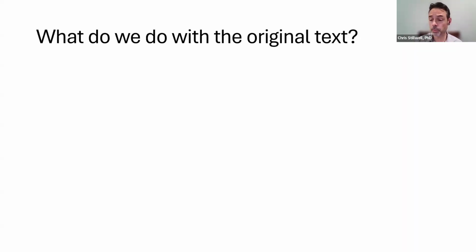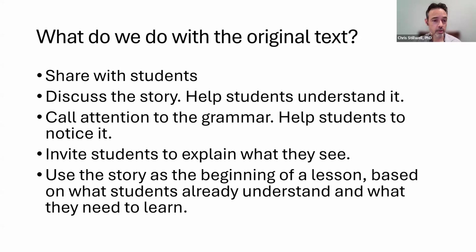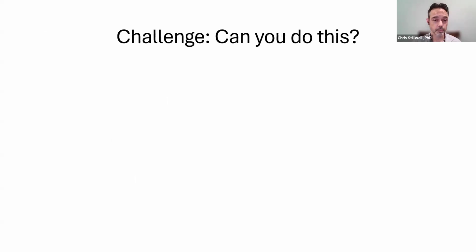And so just to break this down again, the procedure that I did is first I shared the passage with the students. We discussed the story and I helped them to understand it. And then I call attention to the grammar and help students to notice it. I invite students to explain what they see. Well, why do we see this? How do you know this is past? And then we use the story as the beginning of a lesson based on what the students already understand and what they need to learn. So through this whole process of working with the students and having them look at this passage together with me, I start to see what they need and what they already know, and how I can build on that for the rest of my lesson.